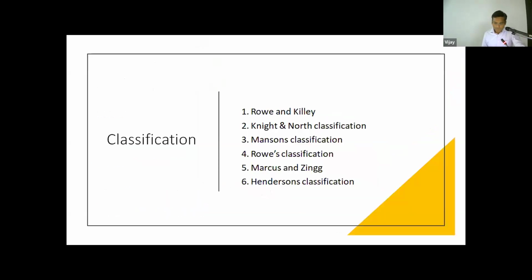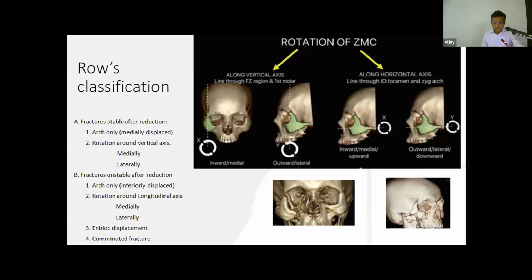Coming to the classification, different classifications have been proposed from time to time, namely Rowe and Kelly classification, Knight and North classification, Manson's classification, Rose classification, Marcus classification, and Henderson's classification. The most biodynamic and most commonly followed classification is the Rose classification, and it is based upon the stability of the fracture after reduction and the axis of rotation around the vertical axis and horizontal axis.